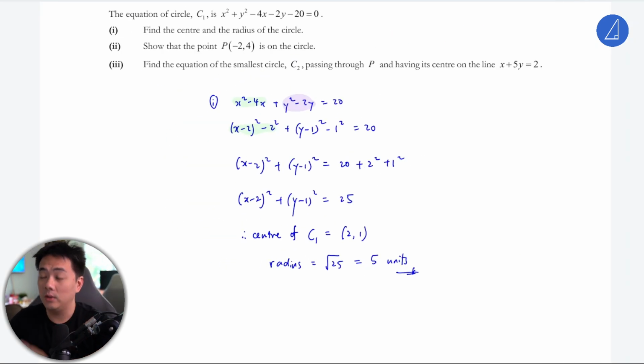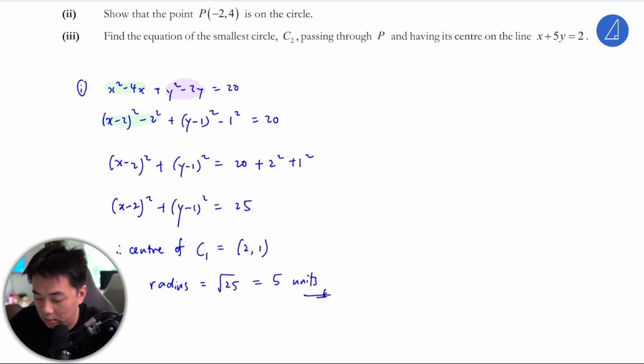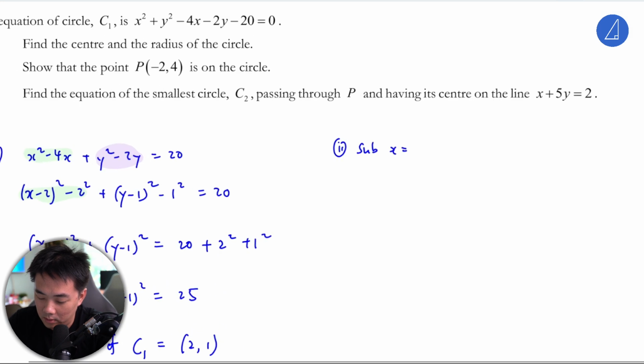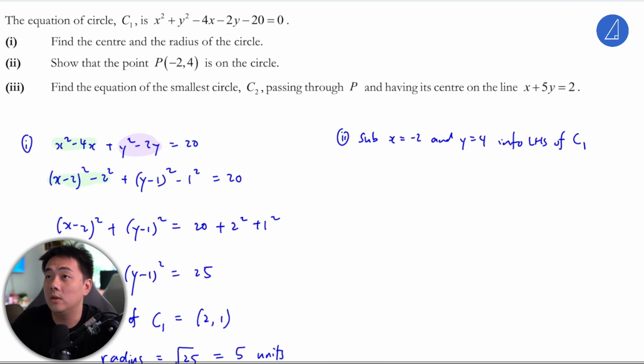Now show that P is on the circle. I think it's not an issue. P is on the circle, meaning just P satisfies the equation. For part 2, just substitute x equals minus 2 and y equals 4 into the left hand side of C1. We just need to show that.